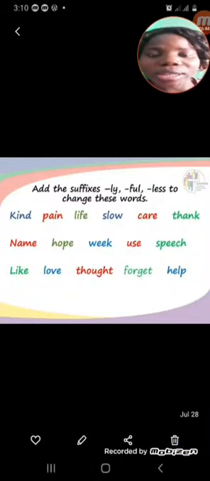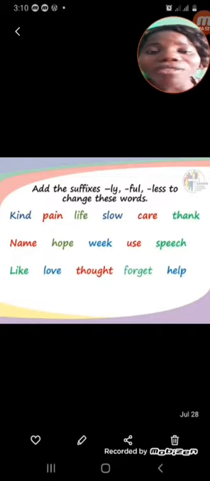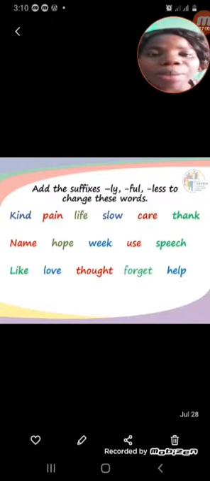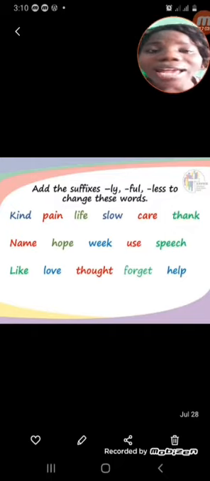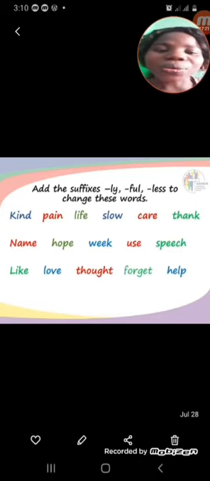And look at this word. I have kind. What are the letters or groups of letters that I can add to kind as a suffix? I can have kindly, right? Kind, kindly. I can even have kindness, right? Pain. To pain, what are the letters that I can add? I can have painful, I can have painless. I can either add ful or less. Do you get it? Life, lifeless. Care, careless, thankful. Do you understand now? Do you get it now?